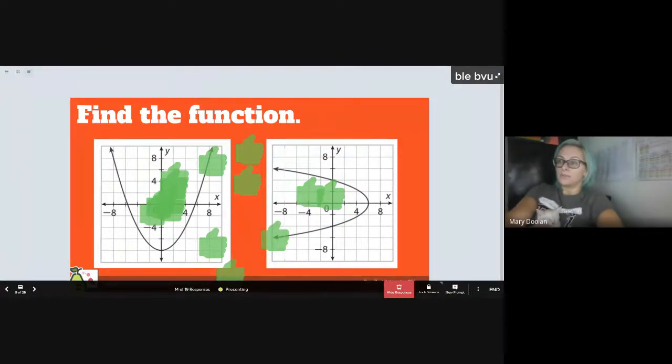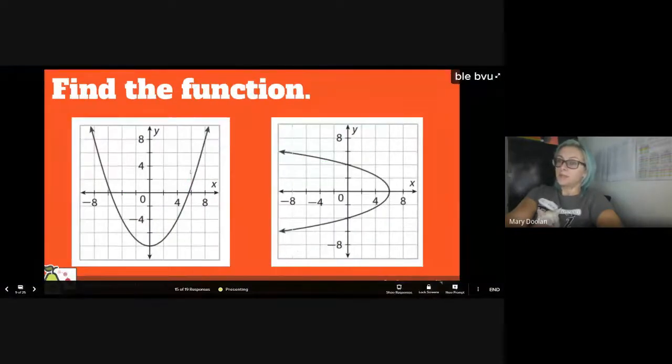Whereas over here, pretty much anywhere you draw a vertical line, you're constantly touching the graph at 2 points. Okay, except for right here, halfway between 4 and 8, that's 6. So right there it touches once, but everything to the left of that is touching it twice everywhere. So the correct answer is the one on the left.